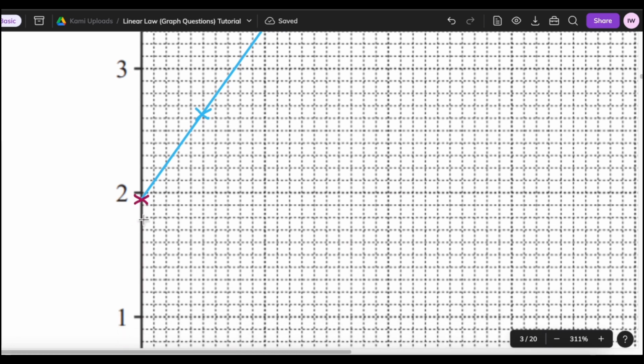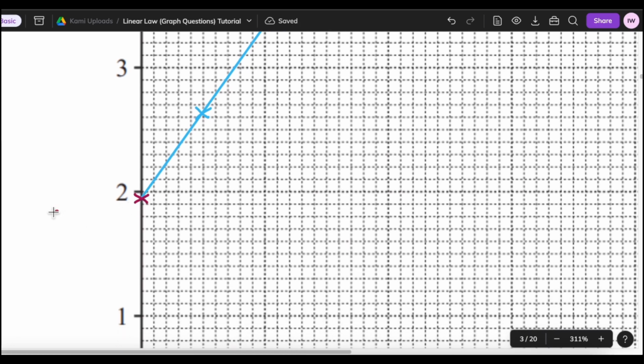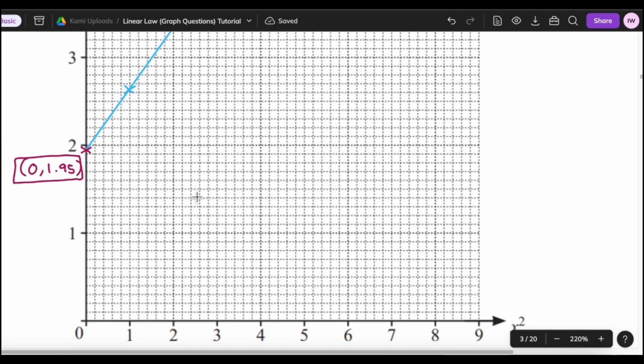Now this point is the y-intercept. I'm going to guess that that's roughly 1.95, because I see that it's in between 1.9 and 2. So that's the coordinates I'm going to take, and this is from our graph. So that's what they mean when they say use your graph. We're going to use our own here.